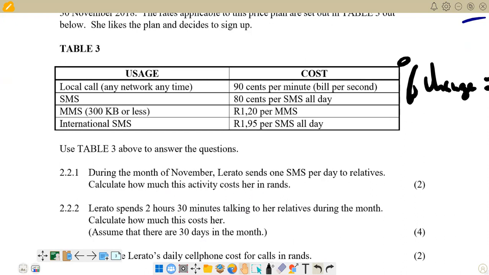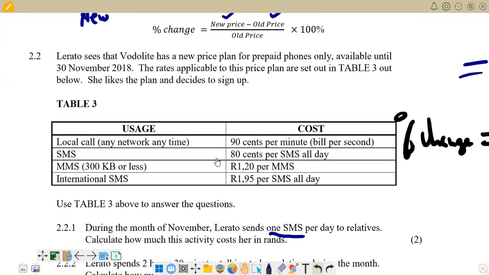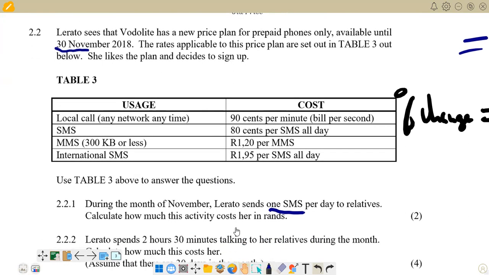Lerato is sending, we can just highlight where it's important, 1 SMS per day. So they're saying calculate how much this activity costs in rands. So basically in November, we are using 30 days. There are 30 days in November. Remember, if you come here, you see that it's saying 30 November. It means available until 30 November. So it's from 1 to 30. So for 30 days that we are going to use, the total number of days in the month are 30. So we go back to our question.